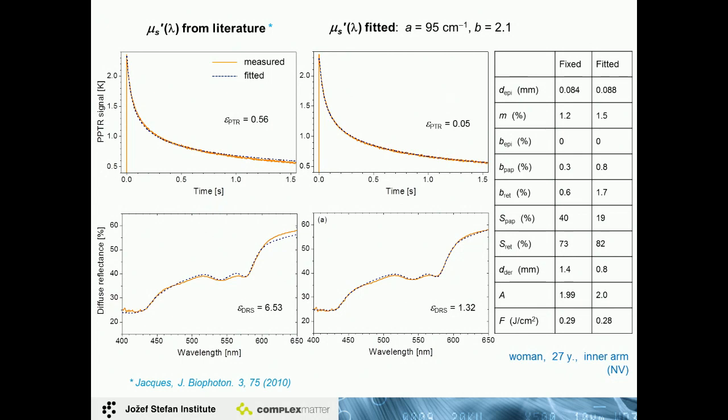Not so satisfying a match on the left-hand side, and on the right-hand side after correcting, the fit introduced a larger A and a larger B as compared to Jacques. We have this very nice fit, and the physiological parameters are all within expected values. Even the oxygenation in the reticular dermis goes up to 80%, which is really, really nice.